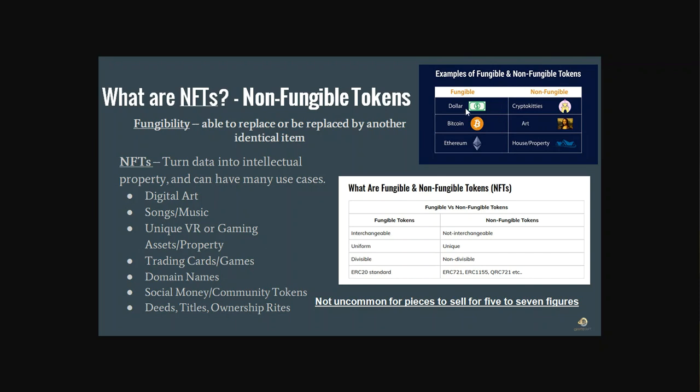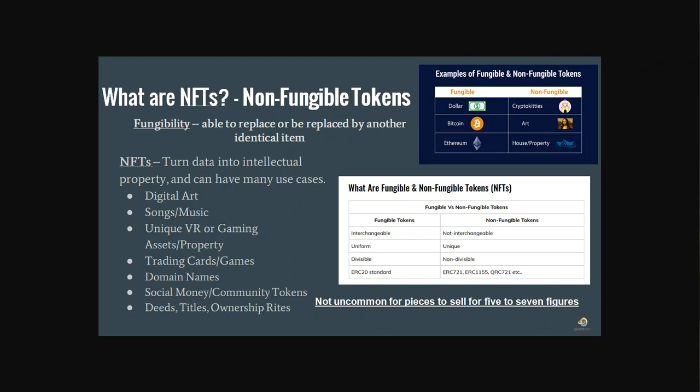Well, you can see here examples of fungible and non-fungible tokens. So we have the dollar. Think of anything that's fungible, it can be exchanged. Fungibility is being able to replace or be replaced by another identical item. If somebody gives you $1, and you give them back the same dollar, you're not going to have a problem with it. It's interchangeable. Same thing with Bitcoin, Ethereum, or individual stocks.